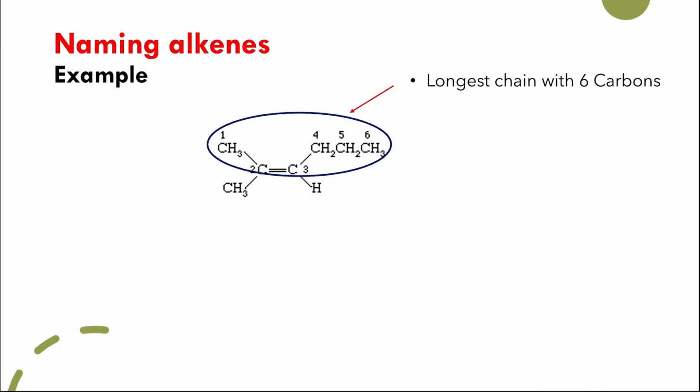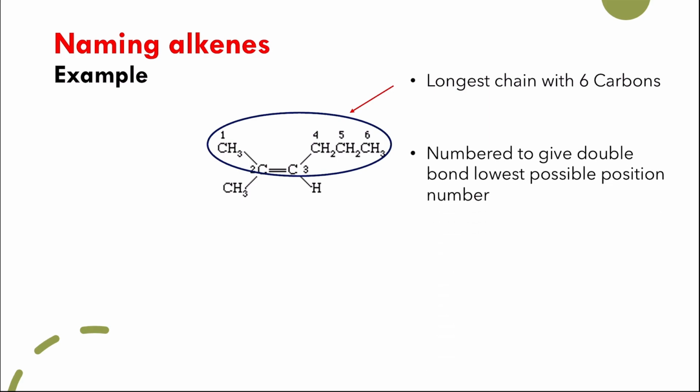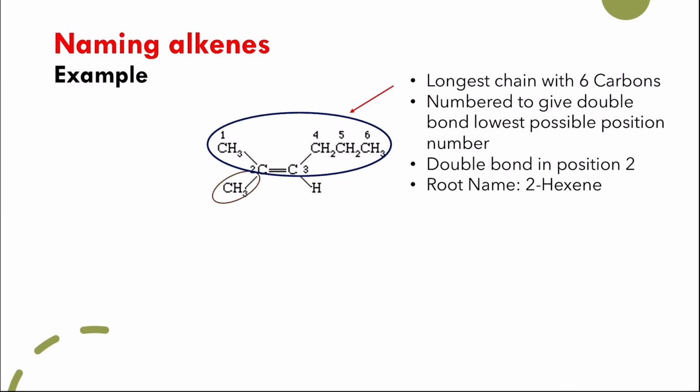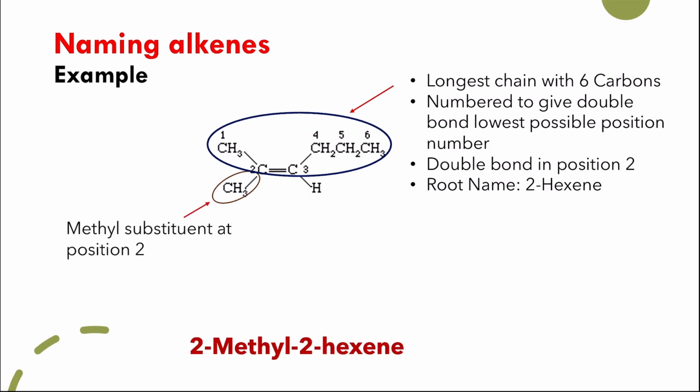To name alkenes, first of all, you need to identify the longest carbon chain. Here, the longest chain has 6 carbon atoms. Then you need to start numbering the chain, and you start numbering in the position which gives the double bond the lowest possible number. In this case, we started the numbering from the left because the double bond here is on carbon number 2. The root name here is going to be 2-hexene. And then we look at the substituents. We have a methyl group on carbon number 2. So the final name is 2-methyl-2-hexene.